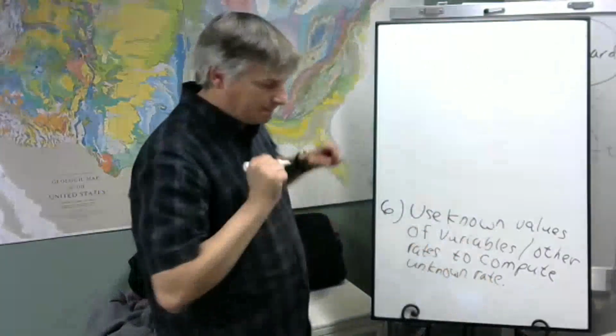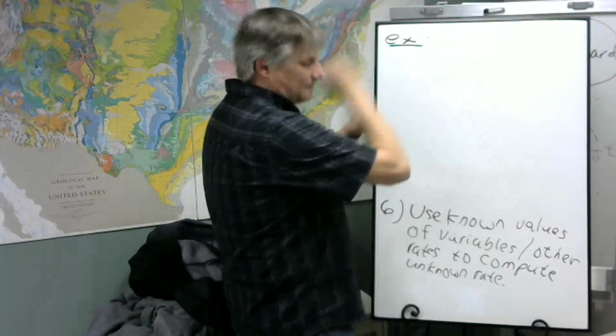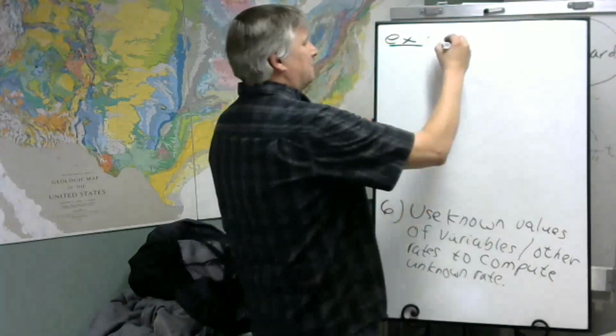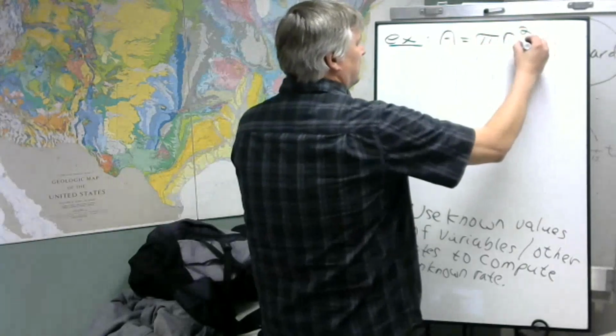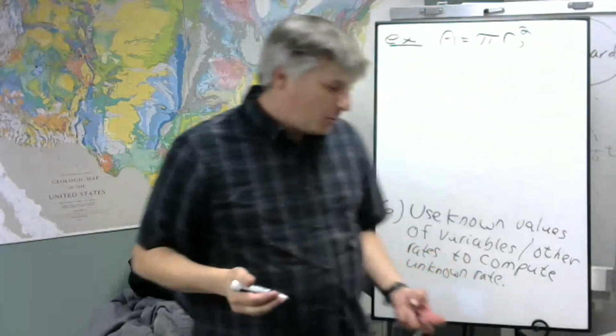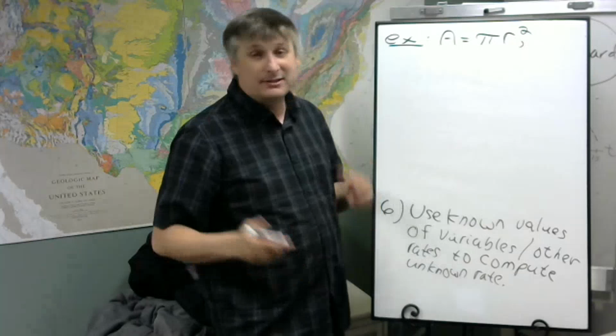So let's do an example. So let's say we have this, our pi r squared, or the area of the circle. So let's write an equation relating dA/dt and dr/dt.